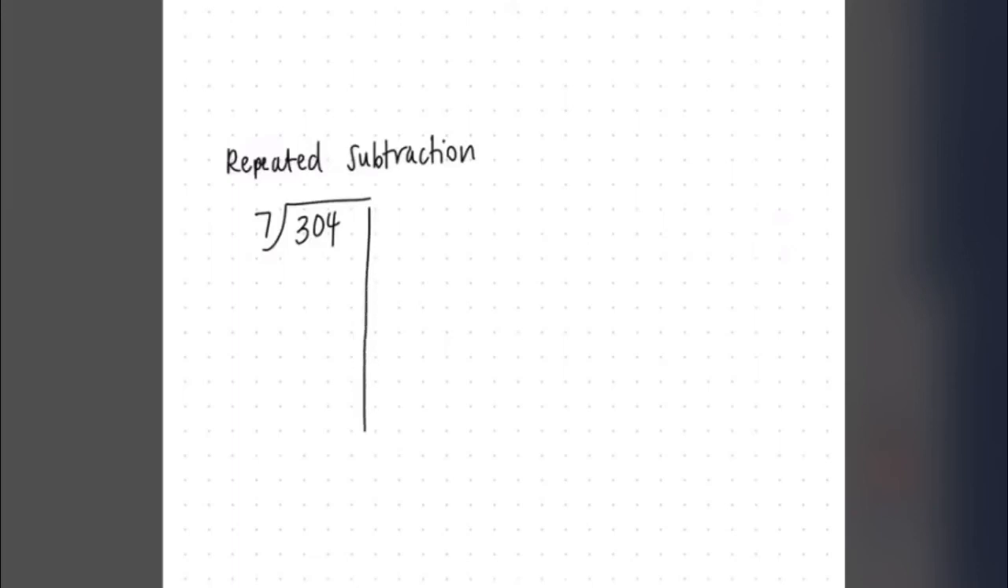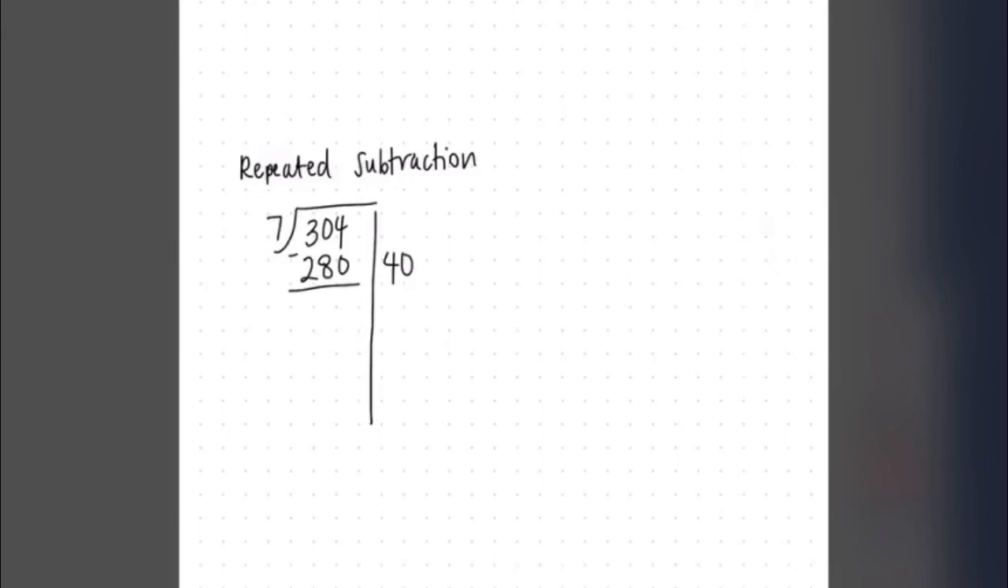So numbers on this side of the line are going to indicate the quantity of the divisor being subtracted from the dividend. So if you recall from our estimation, we estimated a number 7 multiplied by 40, which has a sum of 280. So let's start by subtracting that. So 304 minus 280 is going to give us 24.